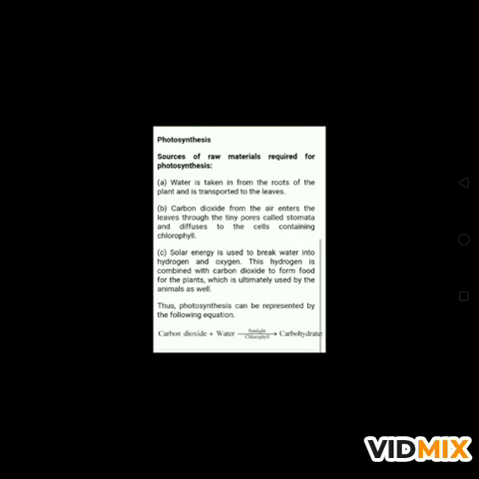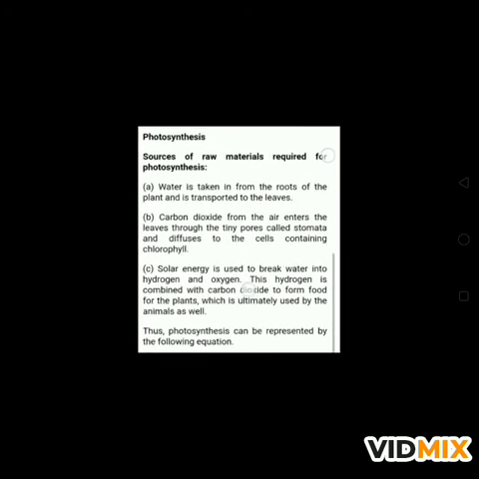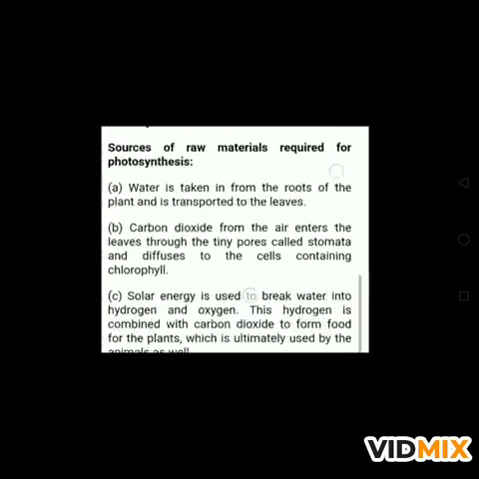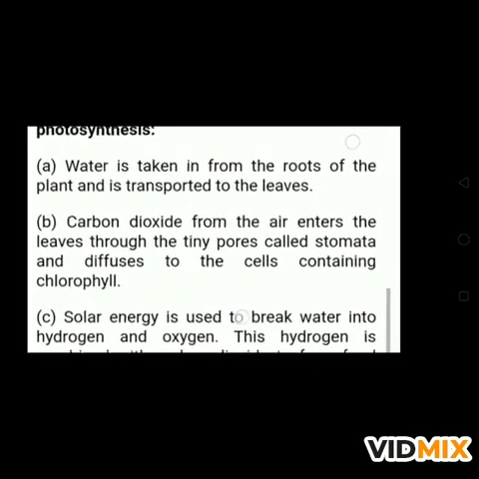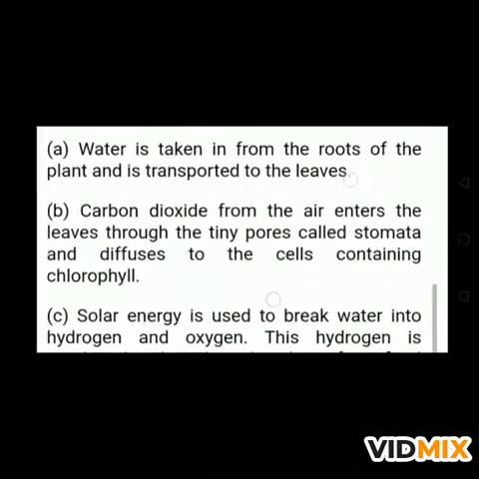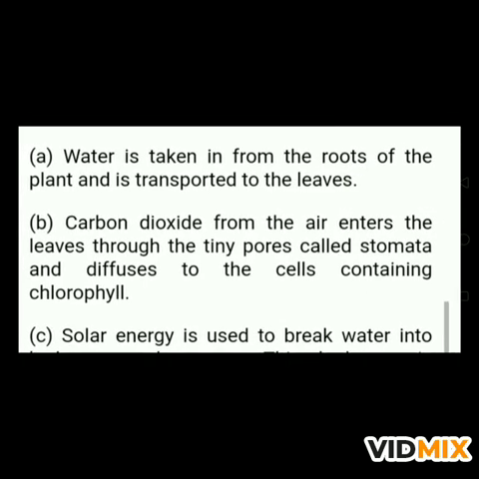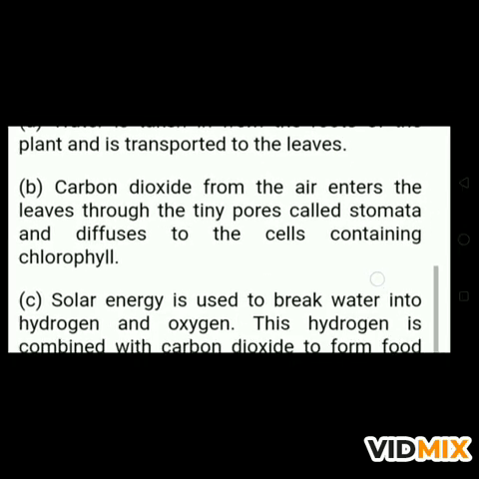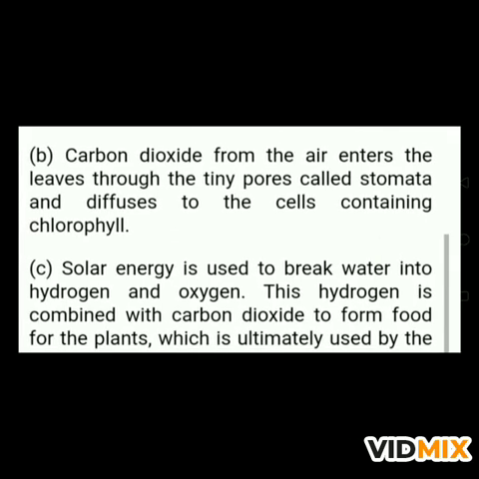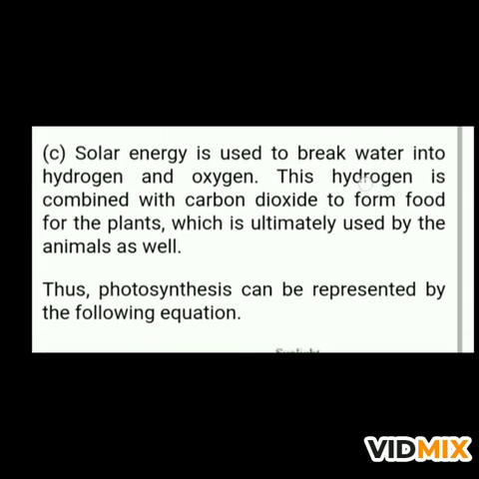Now, sources of raw materials required for photosynthesis. Children, as we have studied earlier in the chapter, the first raw material is water. Water is taken in by the roots of the plants and transported to the leaves. Second raw material is carbon dioxide. It enters the leaves from the air through the tiny pores called stomata and diffuses to the cells containing chlorophyll.